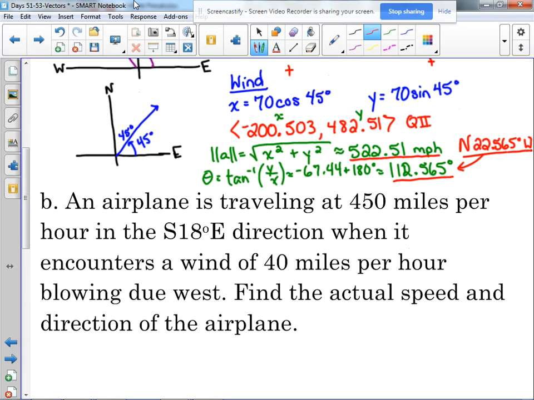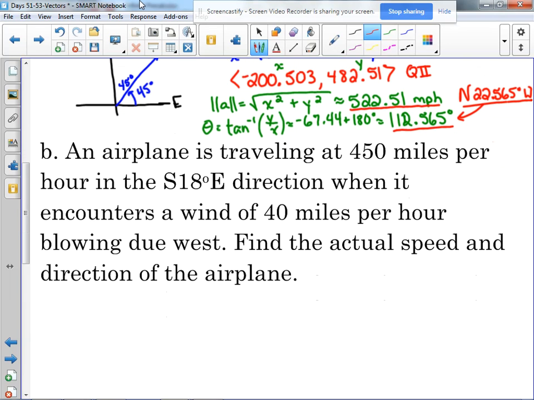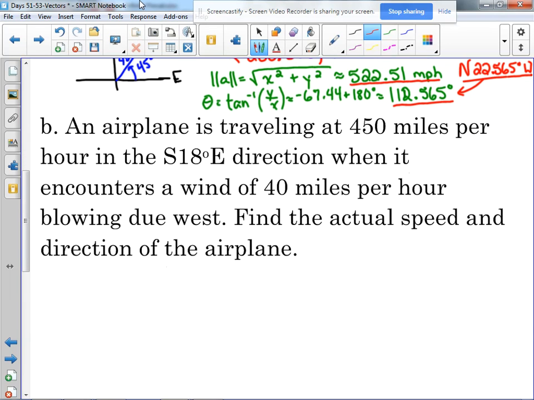Okay, let's do another one because that had a whole bunch of steps to it. An airplane is traveling at 450 miles per hour in the south, 18 degrees east direction when it encounters a wind of 40 miles per hour blowing due west.